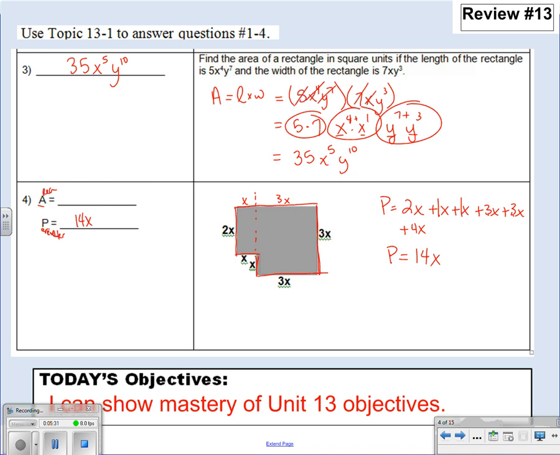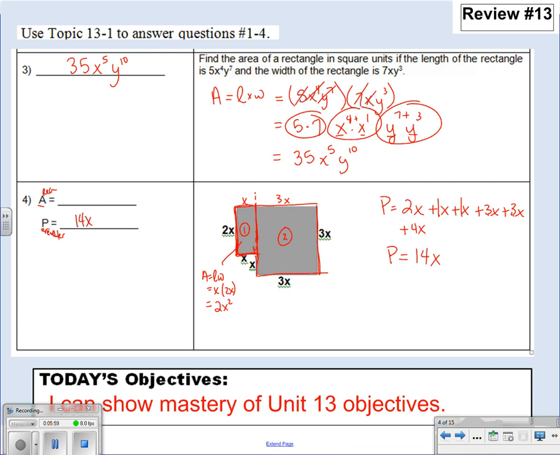To do area, we're going to break this up into two different figures. So I'm going to deal with this rectangle that's here. And the area is the length times the width. We see our length is x, our width is 2x. So this particular area is going to be 2x squared.